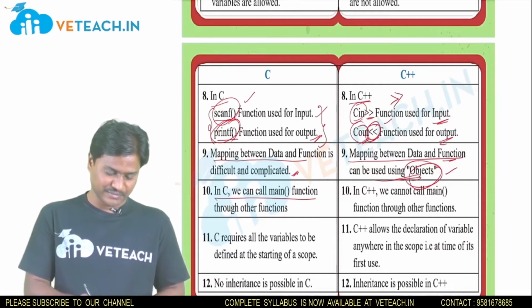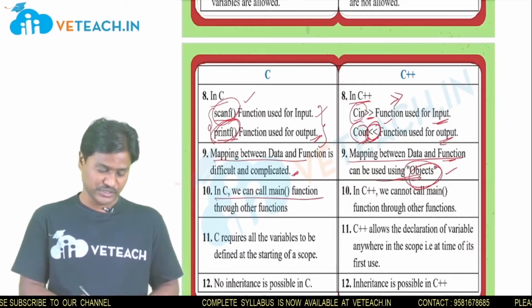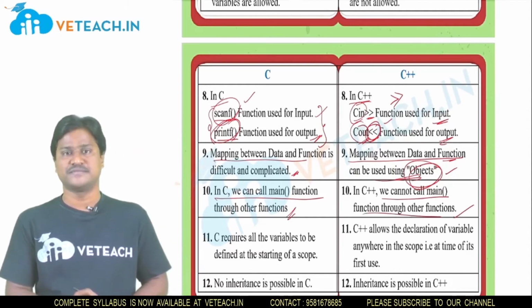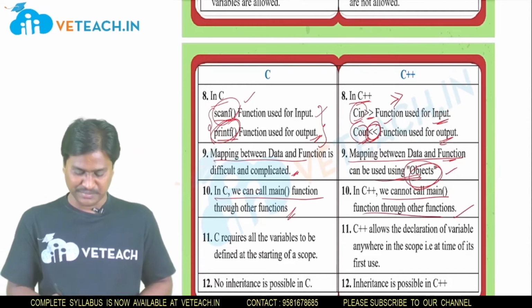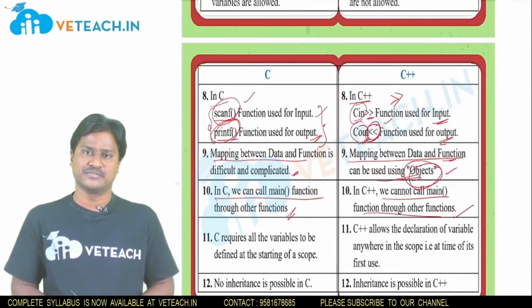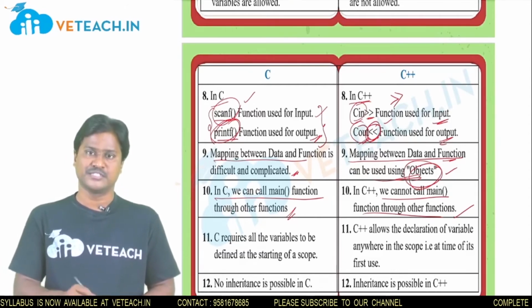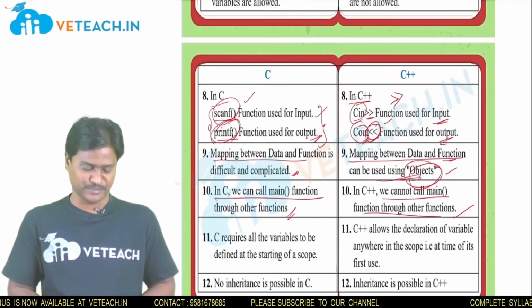In C language we can call the main function through other functions, but we cannot call the main function through other functions in C++. This is a concept completely known by everyone. In C we can call main by using other functions, but this is completely avoided in C++ language.